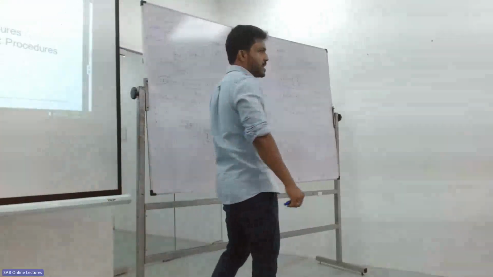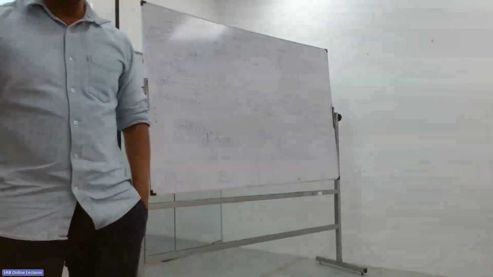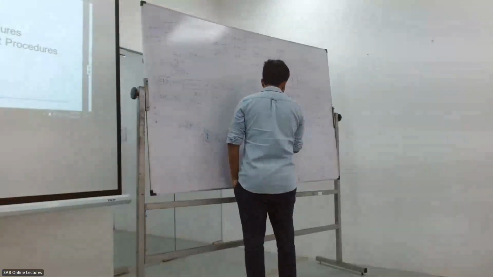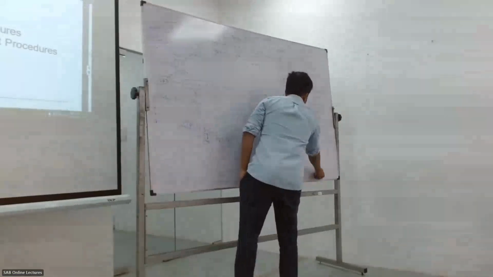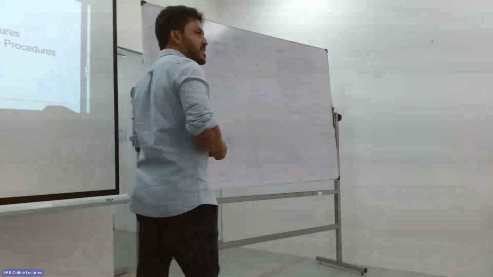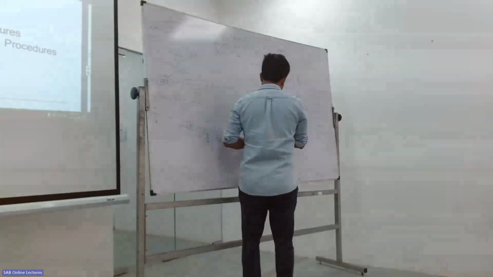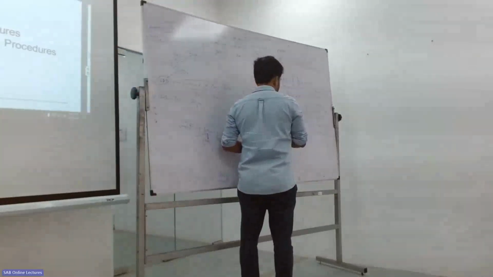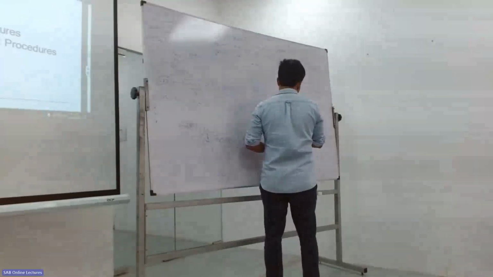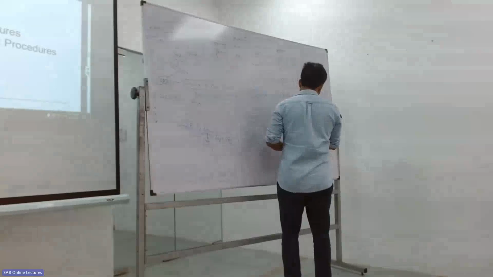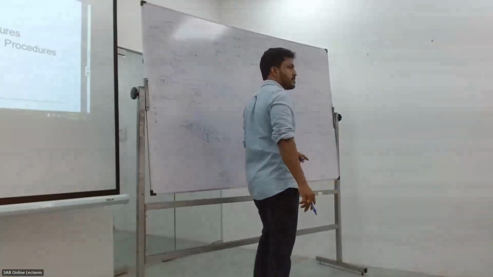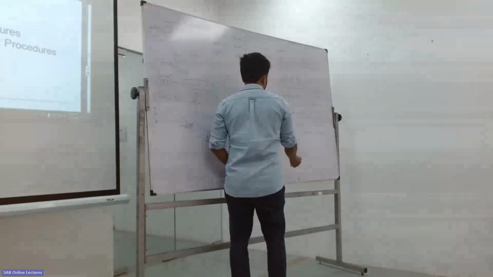So the audit procedures basically can be divided into stages. In an audit engagement we have three different stages, right? Planning and risk assessment, execution, conclusion.